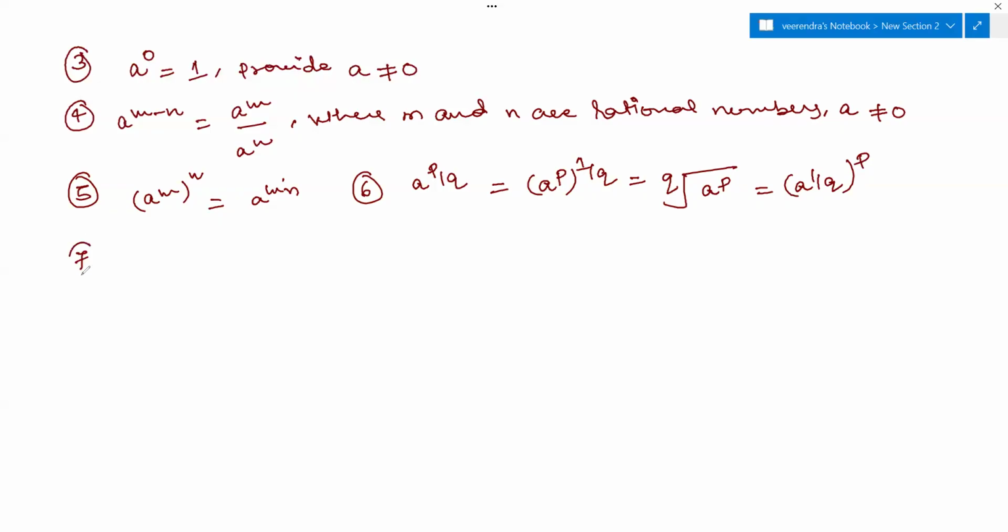Next is ab power n, which is a power n b power n. After this, we are going to discuss about intervals.